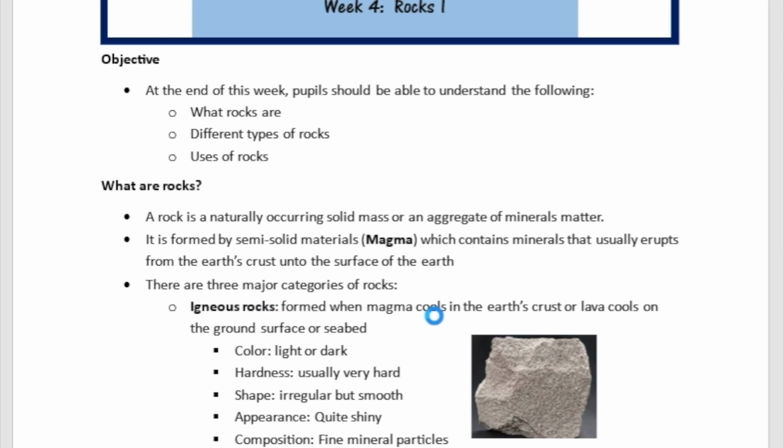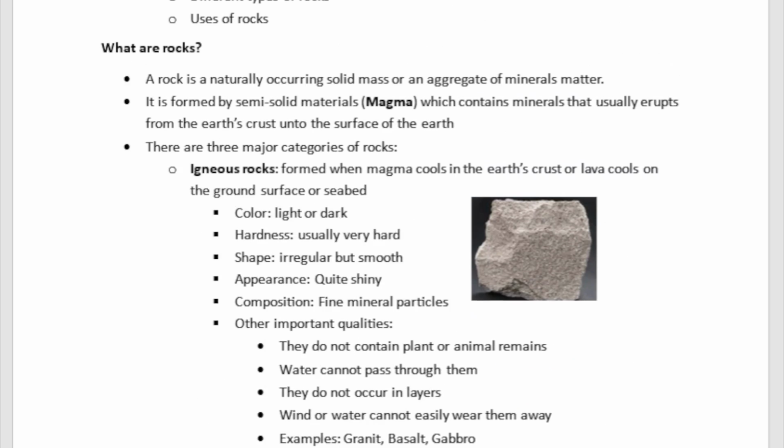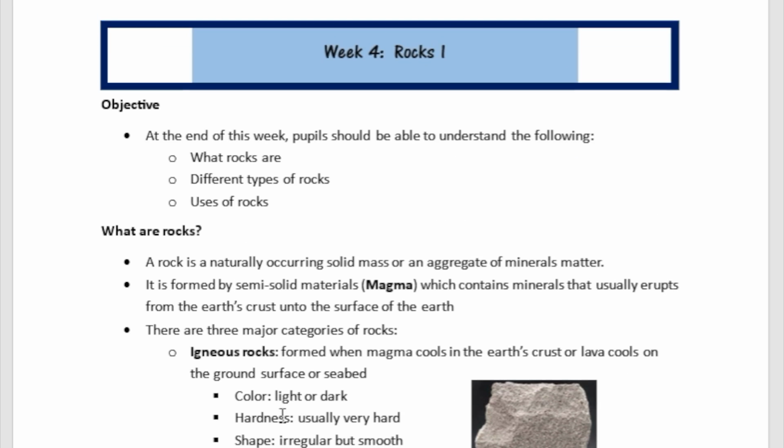And there are 3 major categories of rocks. There are igneous rocks, sedimentary rocks, and then next week we're going to be talking about another type of rocks. But for this week, we're going to be talking about just these 2 types of rocks. So the first category of rocks is what we call igneous.